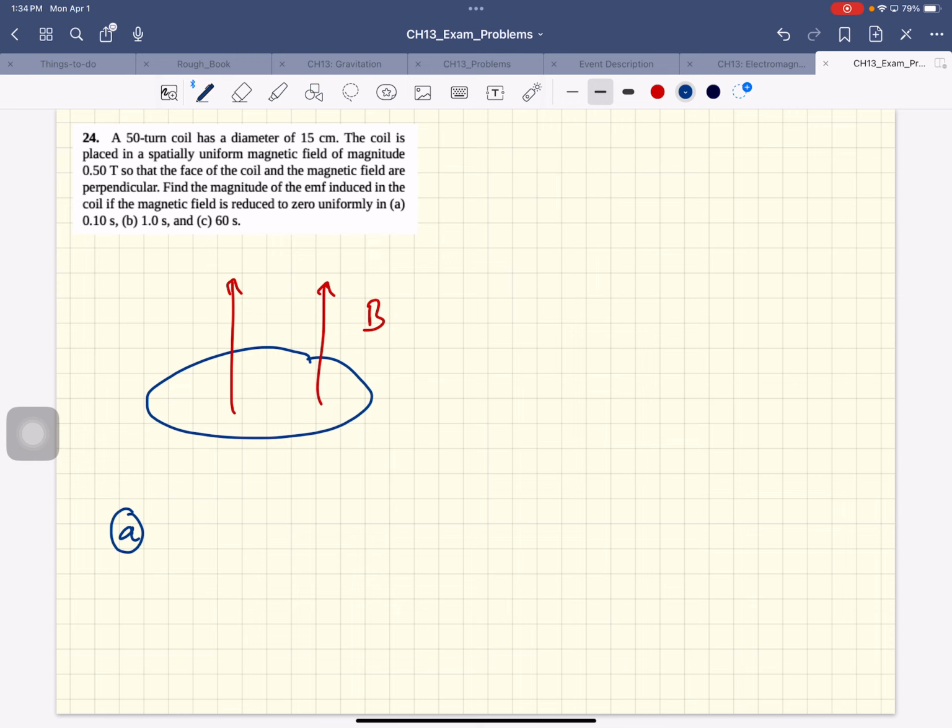Okay, Mr. Faraday tells us the induced EMF in the coil. By the way, let's figure out the direction of the current first. As the magnetic field decreases, which way will the current be induced? Mr. Lenz says if the field decreases, the induced current wants to oppose that change. So it wants to produce a magnetic field in that direction. So the induced current will be like that.